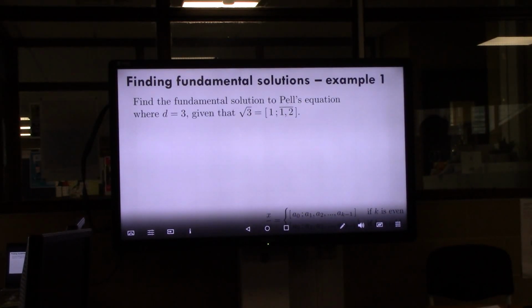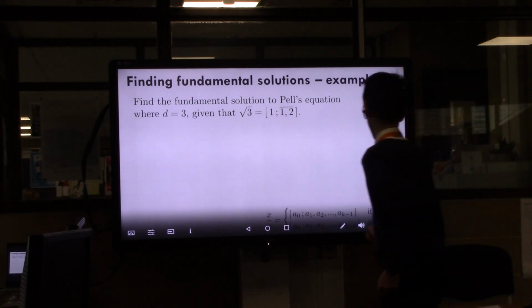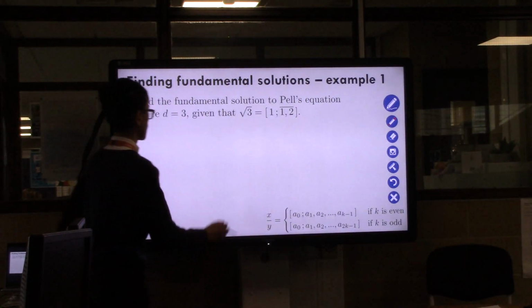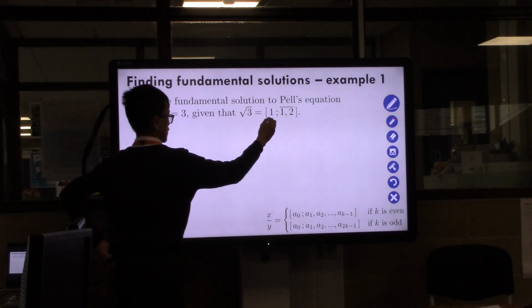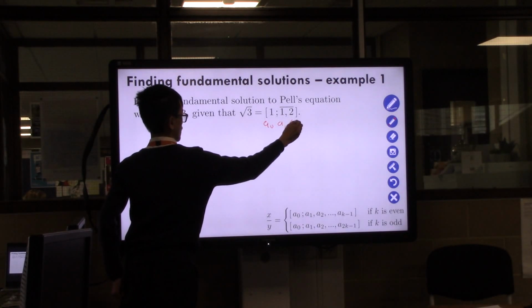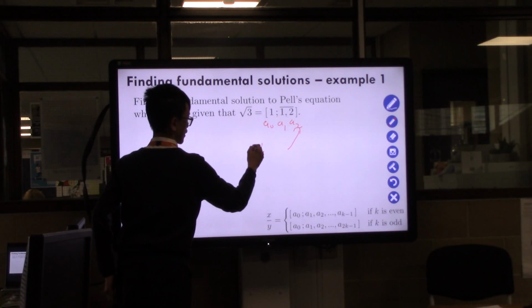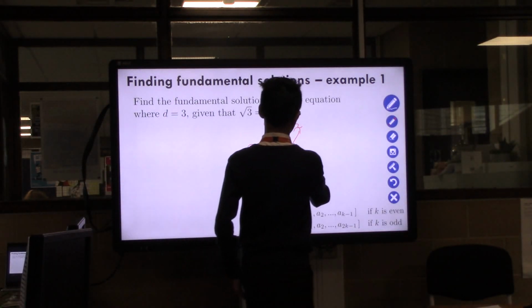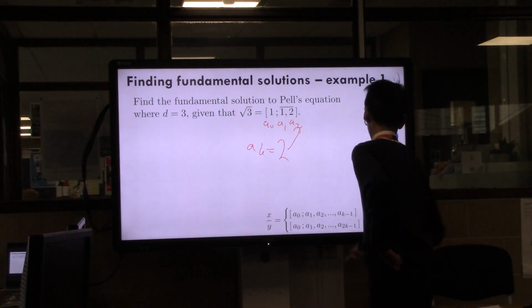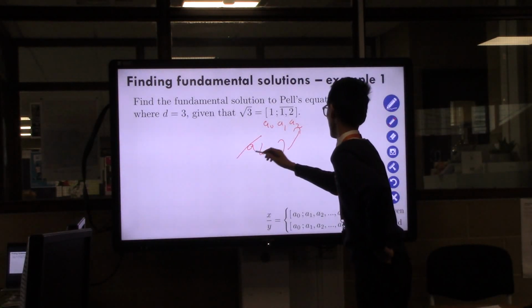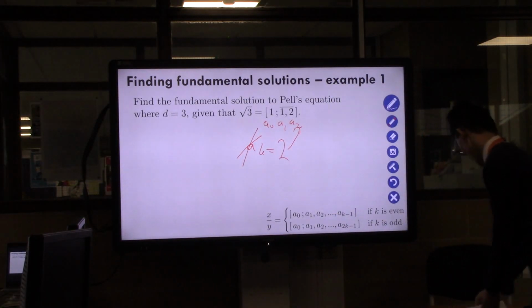Find the fundamental solution to Pell's equation, where d equals 3, given that the square root of 3 has this continued fraction expansion. So our first step is, we know from these rules down here, this is A0, this is A1, and this is A2. And so AK is equal to 2. Sorry, K is equal to 2, I think. K is equal to 2.